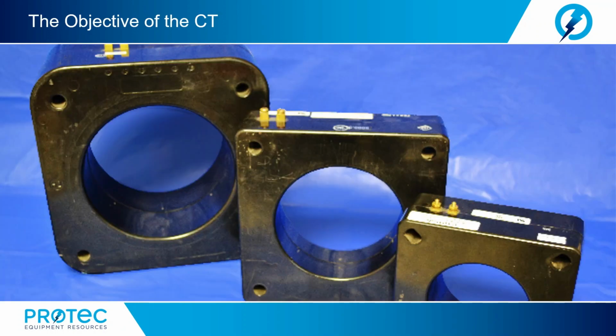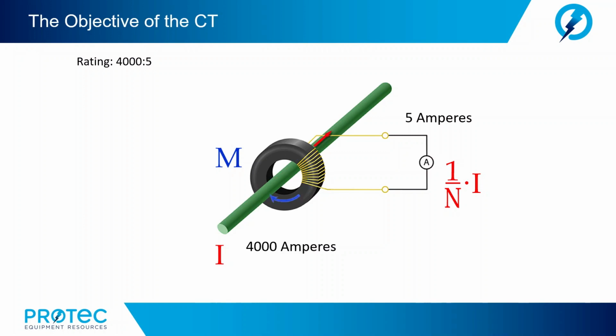The primary circuit is largely unaffected by the insertion of the CT. The secondary current rating is typically standardized at either 1 or 5 amps. Therefore, if a CT is rated at 4,000 to 5, the CT would provide an output current of 5 amps when the primary is passing 4,000 amps.